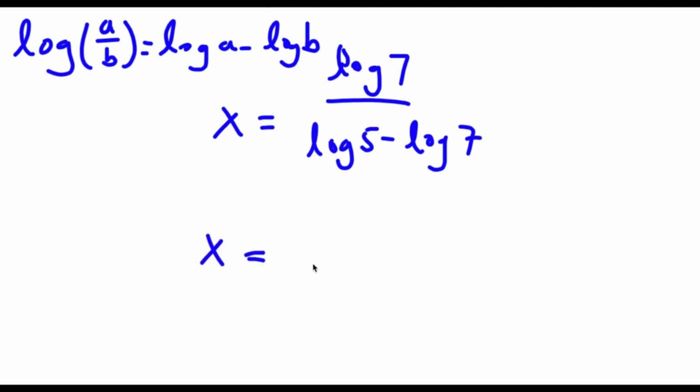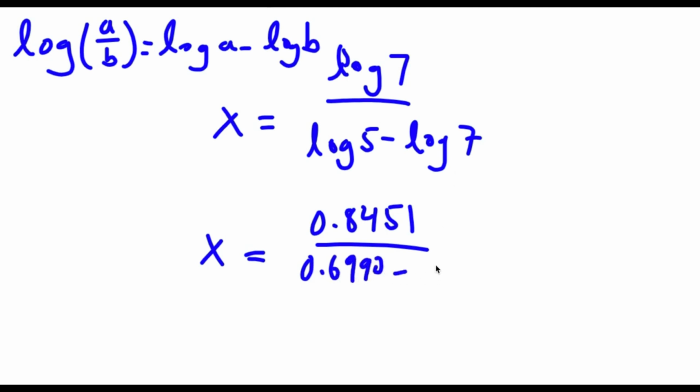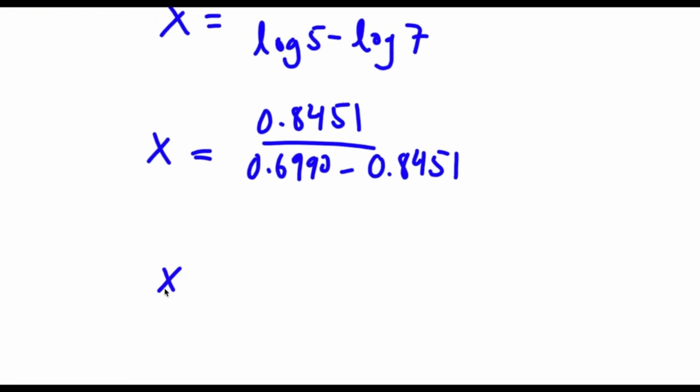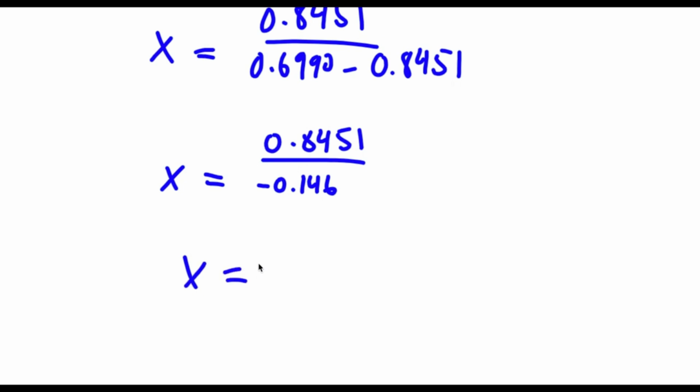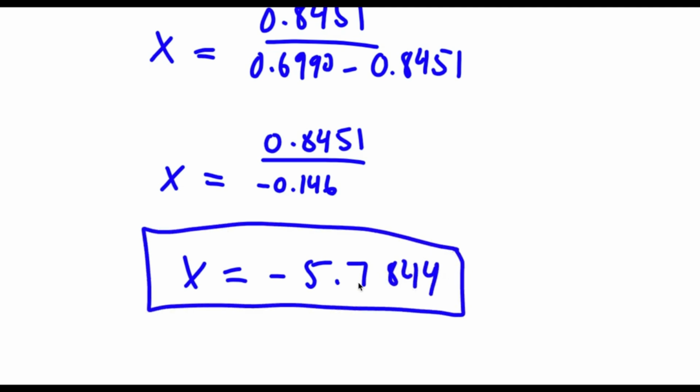So now log 7, this is actually equal to 0.8451 over log 5, this is equal to 0.6990. And I have minus log 7 again, which is 0.8451. And this is actually equal to 0.8451 over negative 0.146. And if you divide these two, you get negative 5.7844. So this is our answer.